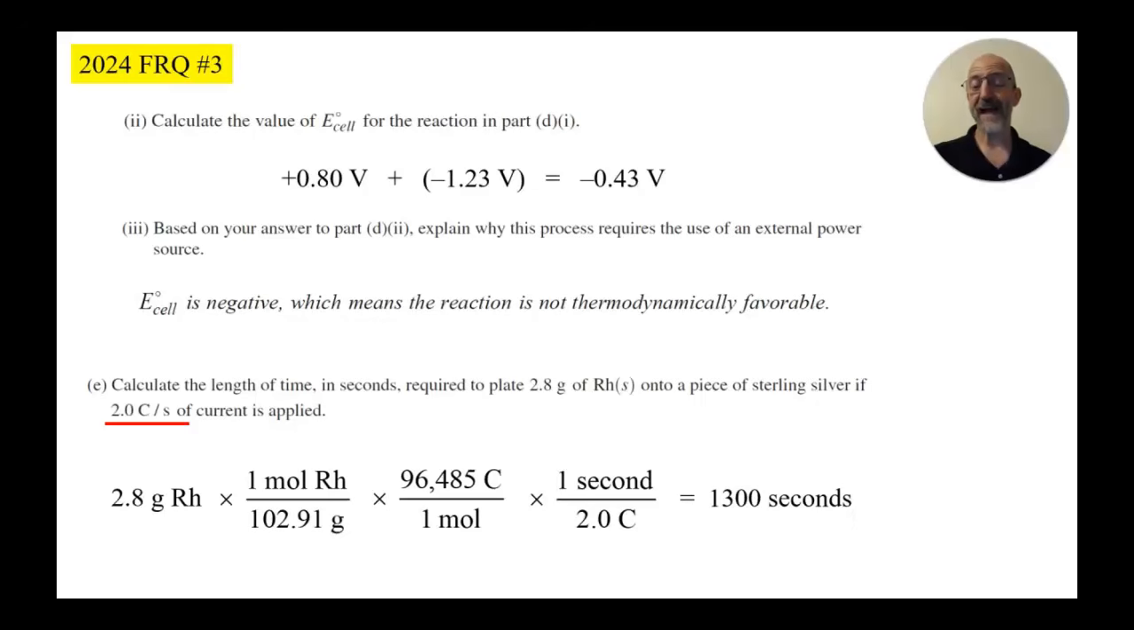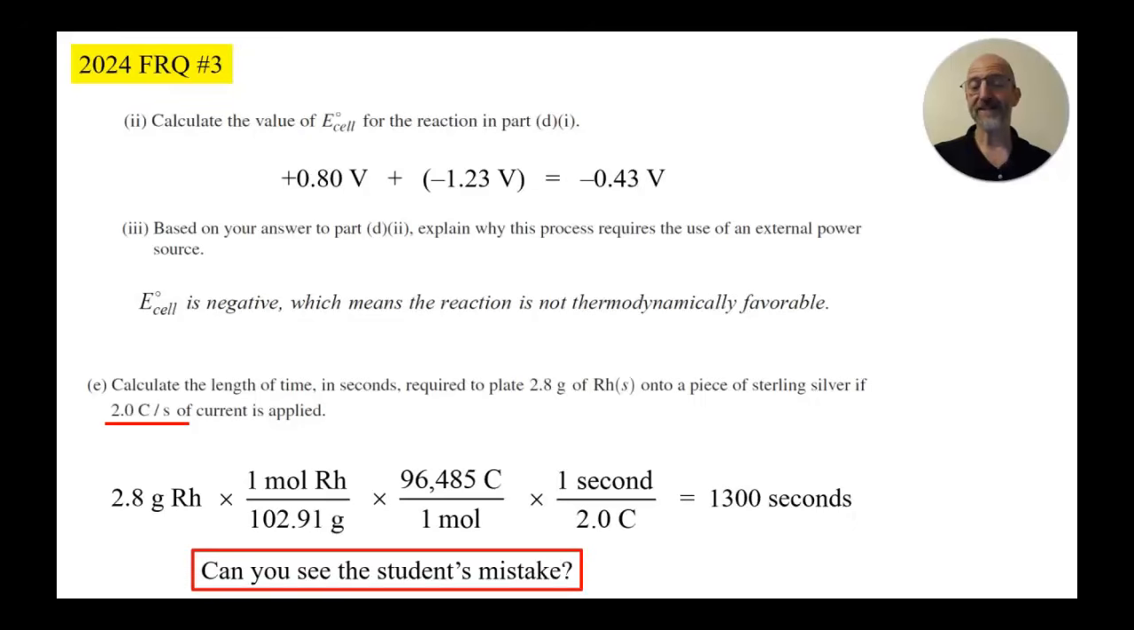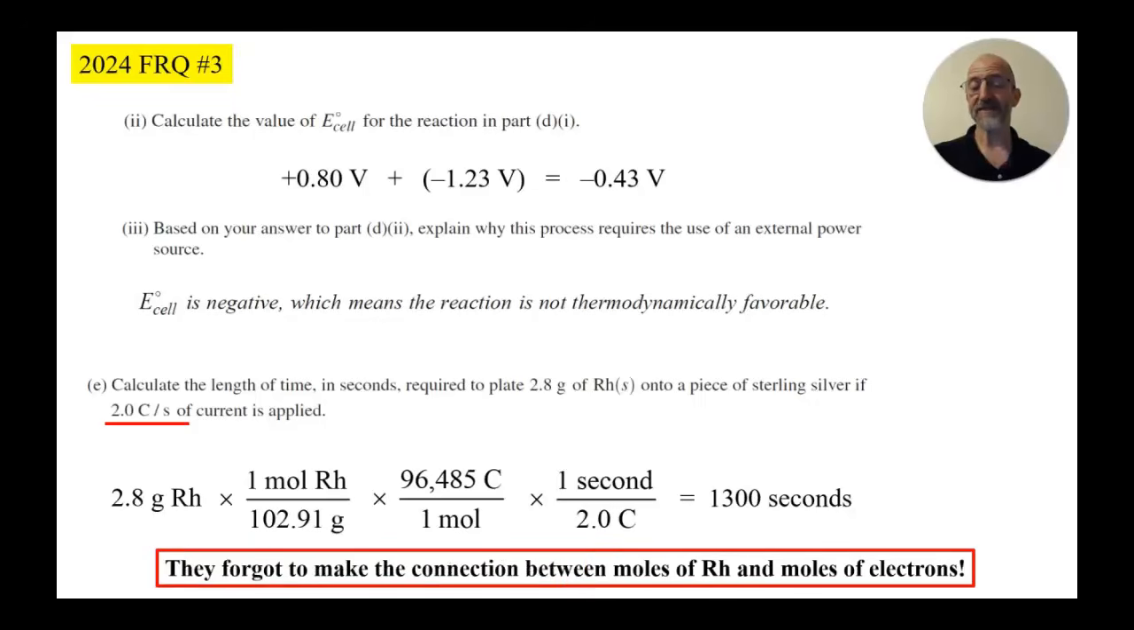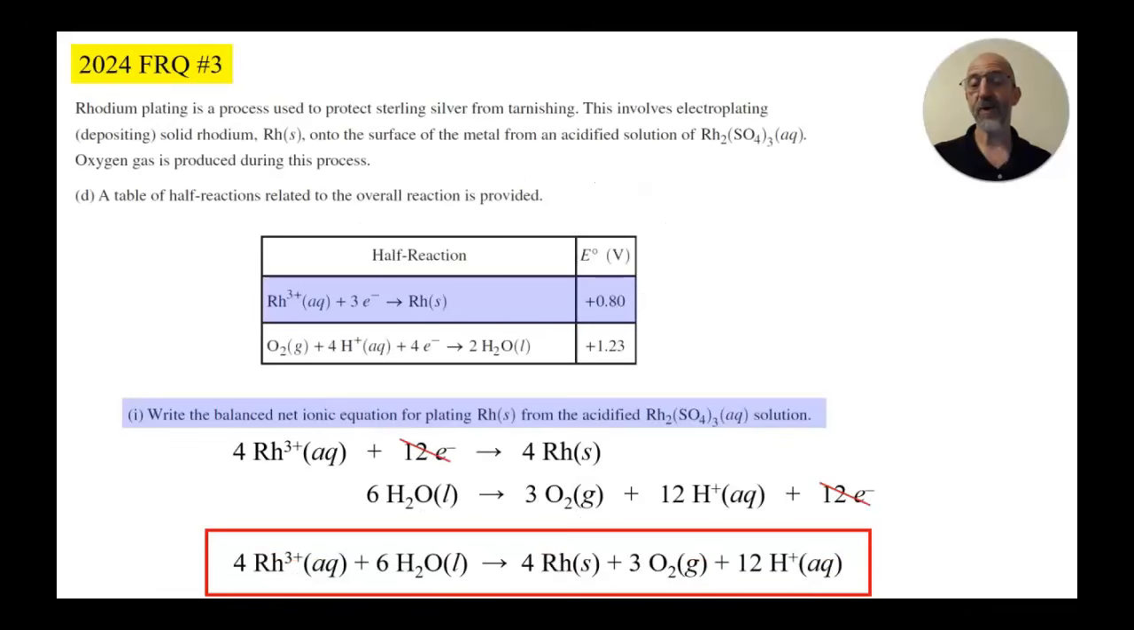Now, if you're not sure exactly what I did wrong, it has to do with the fact that there is a difference between moles of rhodium and moles of electrons. And so I didn't make the connection between moles of rhodium and moles of electrons. Back to the half reactions. There's 3 moles of electrons for every 1 mole of rhodium.